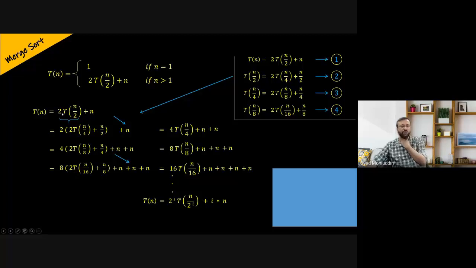Now let us successively substitute these things. So here we have 2T(n/2) plus n. Instead of T(n/2), we are substituting 2T(n/4) plus n by 2. So 2 into 2T(n/4) plus n by 2. What happens here is 2 multiplied by 2 is 4T(n/4) plus this 2 and 2 gets cancelled. So this is n plus n.